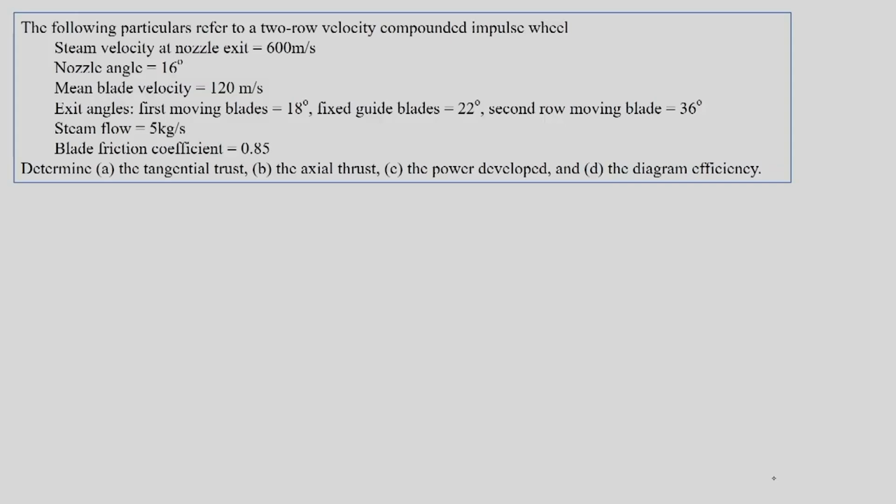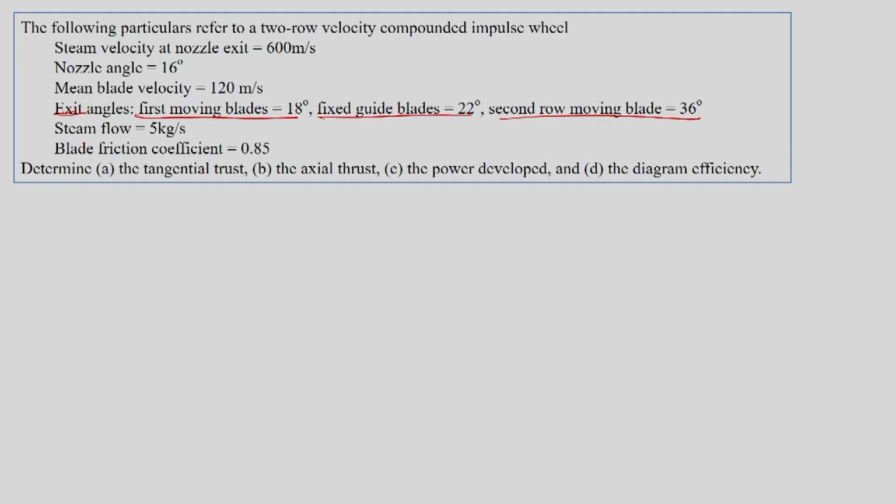We will start the next example. It states that the following particulars refer to a two-stage velocity compounded impulse wheel, meaning turbine. Steam velocity at nozzle exit is 600 meter per second, nozzle angle is 16 degrees, mean blade velocity is 120 meter per second. Exit angles are given: for the first row of moving blades it is 18 degree, for the fixed guide blades the exit is 22 degree, and the second row of moving blades also has exit 36 degree. Steam flow is given as 5 kg per second.